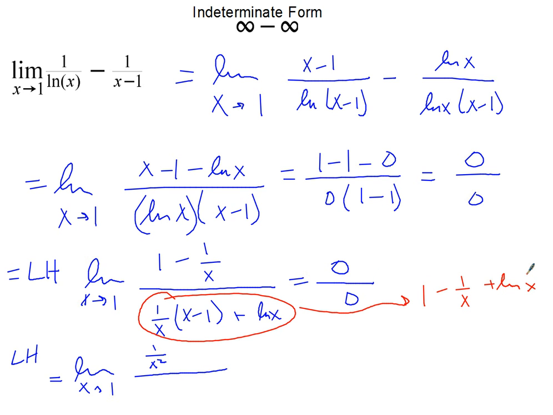As we take this derivative, the 1 goes away. The minus 1 over x becomes 1 over x squared. And then the plus ln x becomes plus 1 over x. And we end up with, when we plug 1 in, 1 over 1, so 1, over 1 over 1 plus 1 over 1, which is 1/2.